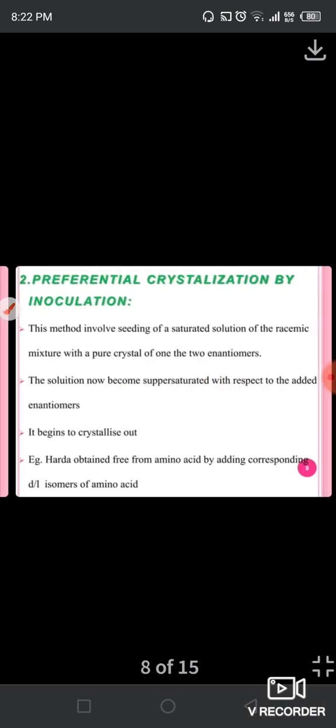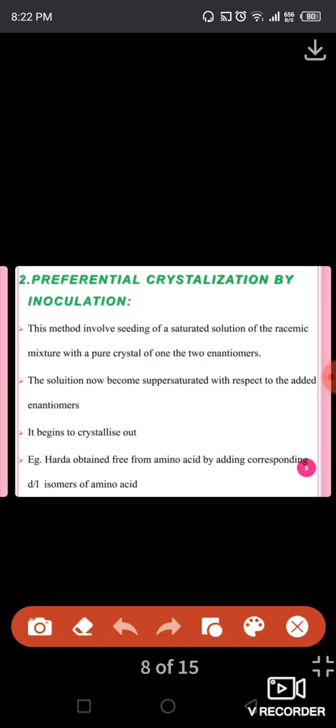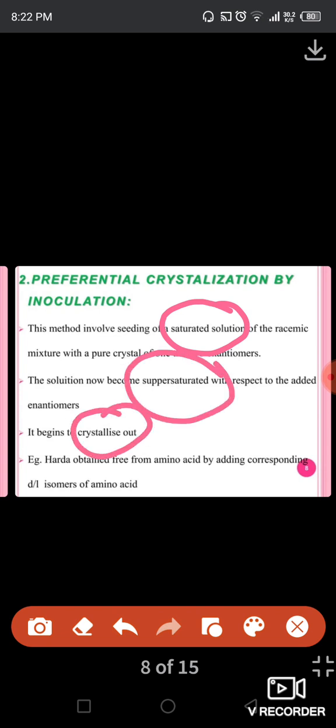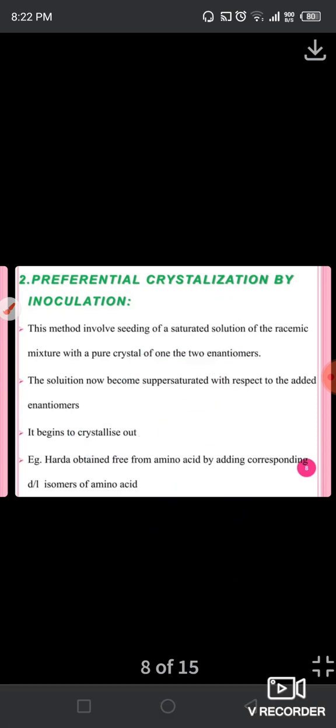Now the other technique is crystallization. First, your compound is in the form of a saturated solution. You prepare your supersaturated solution, and then you crystallize it out. In this way you are separating your particular isomers.